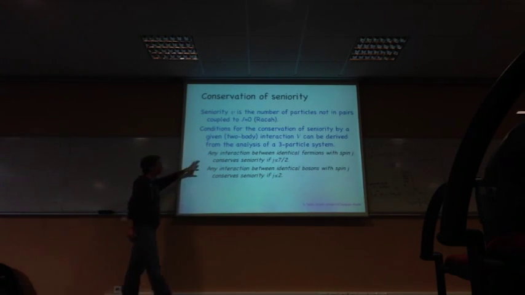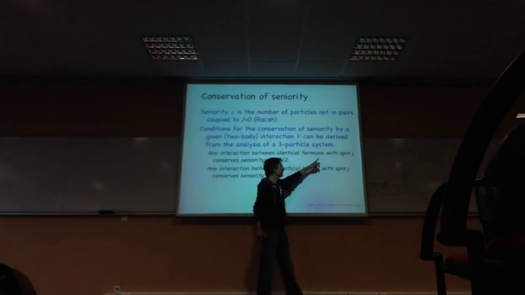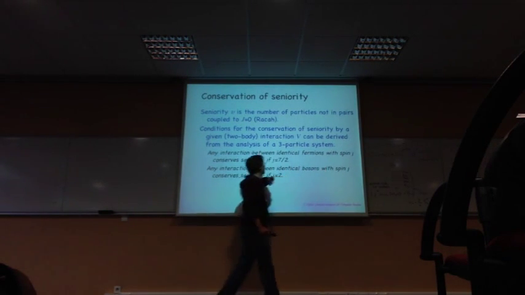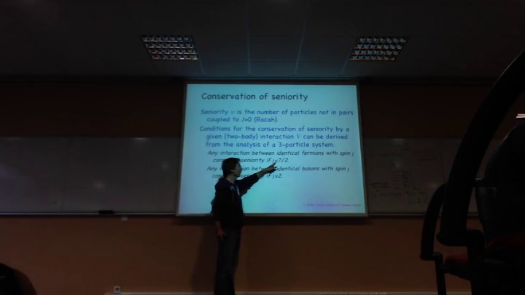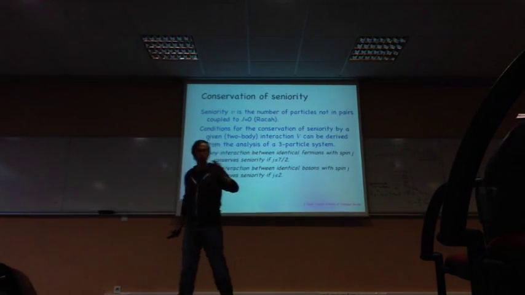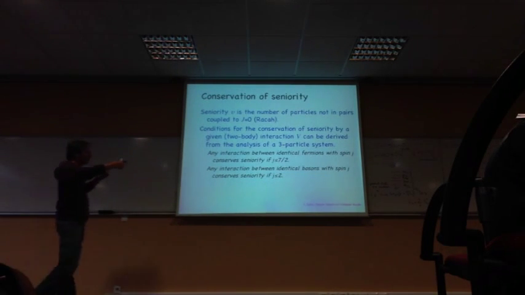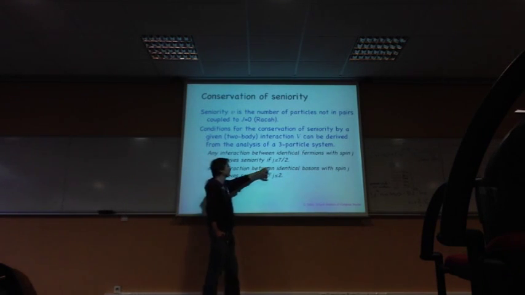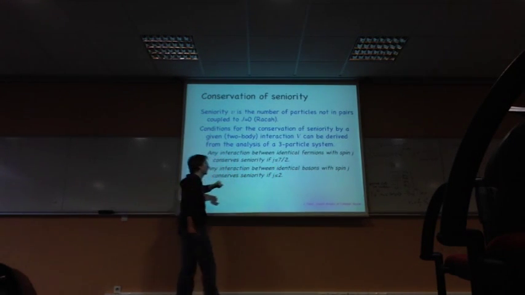Whatever interaction you take between identical fermions in a shell with spin j, all the states will conserve seniority if j is lower than or equal to 7/2. It has to do with the exercise you did on the first day, where you looked at the wave functions of a state in a 7/2 shell, and these peculiar properties you find, that you could only construct one state with angular momentum 7/2 for 3 particles.